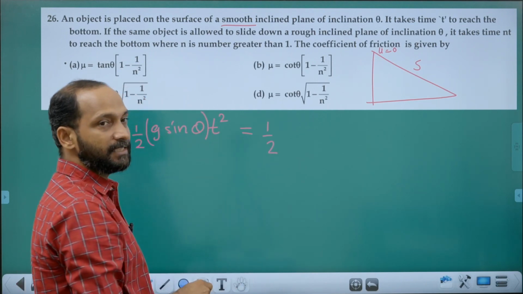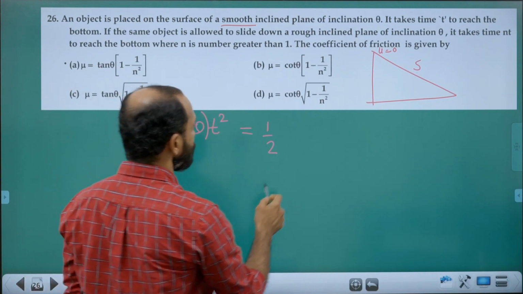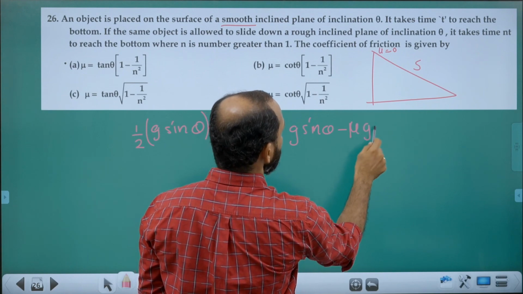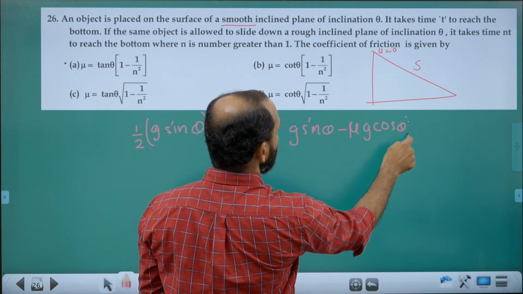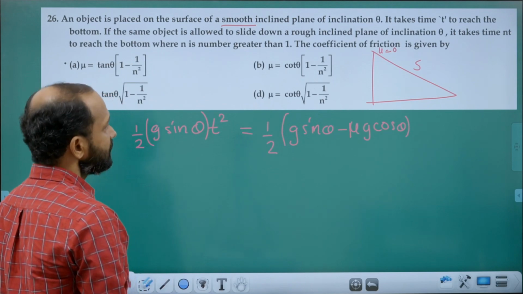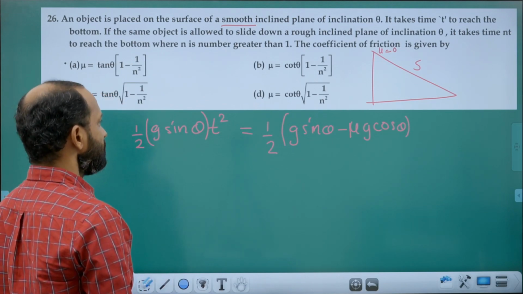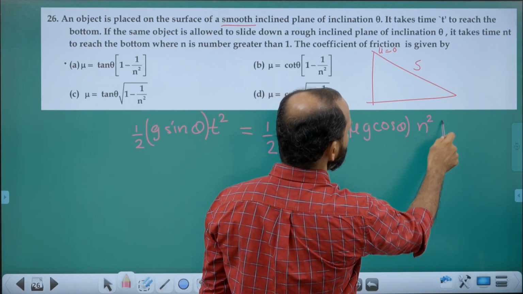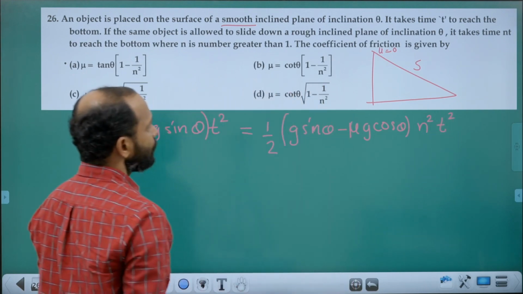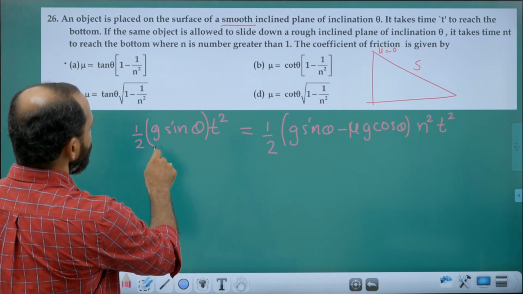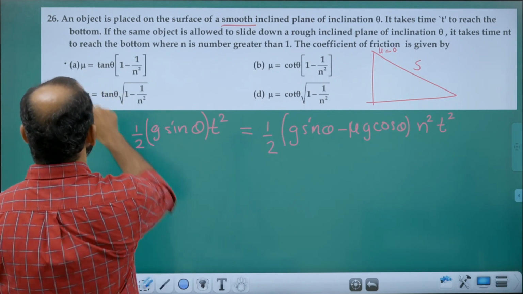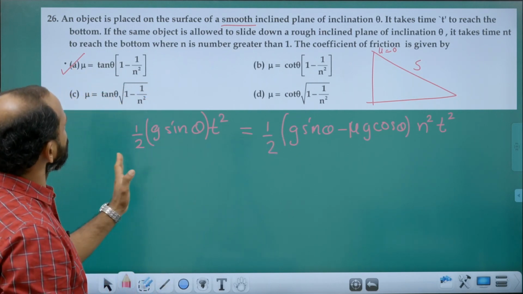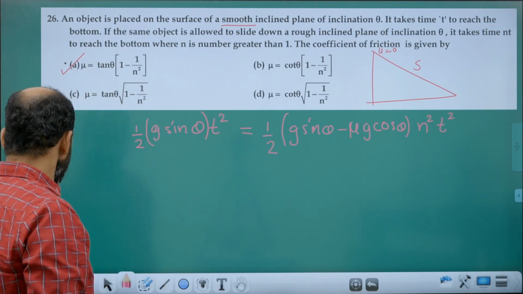Acceleration is not g sine theta. This time frictional retardation is also there. So g sine theta minus mu k g cos theta, where mu is the coefficient of kinetic friction. That is the acceleration into time square. But this time is n times t, so time square is n square t square. Now you can solve this to get the value of mu. You will get the answer option A. You just substitute this and get the answer.